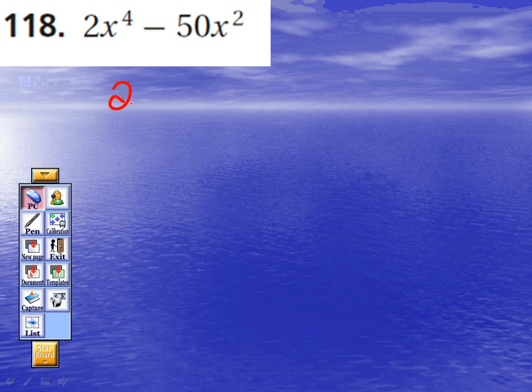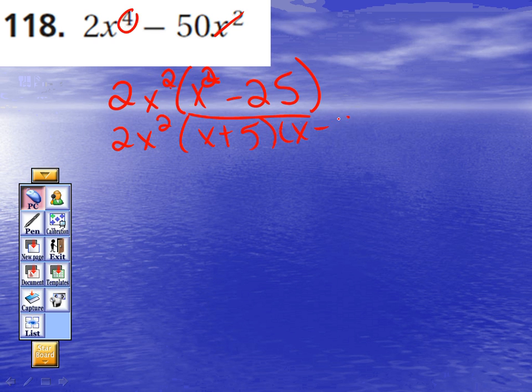Number 118, I noticed they also have perfect squares, but the 2 and the 50 have something in common. They both have a 2. They also both have an x squared. That's going to give me x to the second, because 2 and 2 is 4, minus 25. I took out the x squares. Now I have the difference of 2 squares, so that's going to be 2x squared, x plus 5, and x minus 5. Final answer.